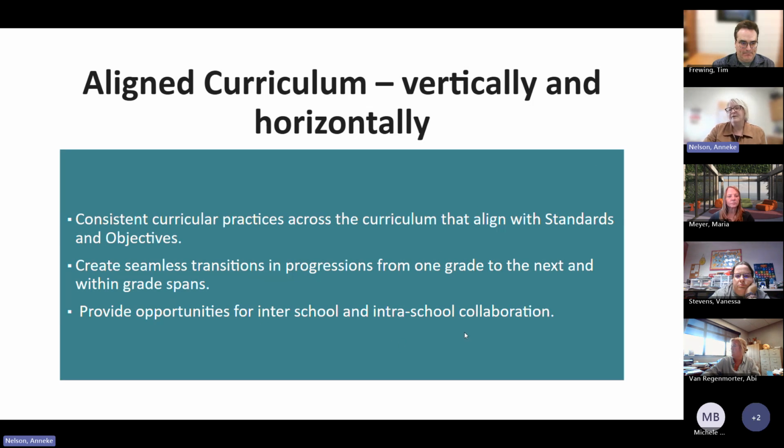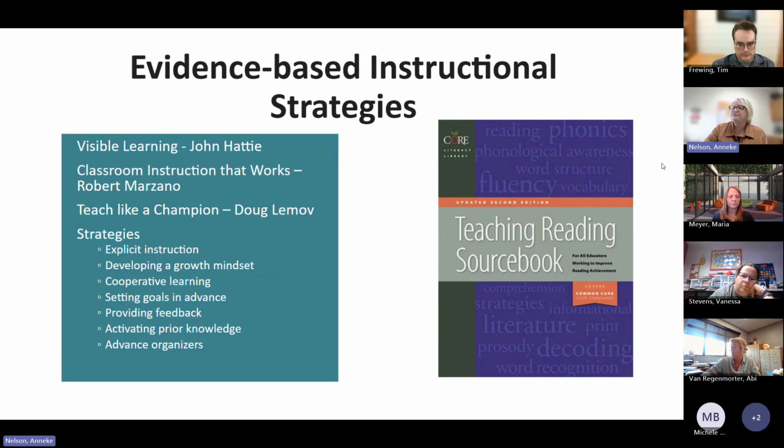To do that, we need to provide opportunities for collaboration, both within school and outside of school. So these are things we'd want to see within our curriculum and instruction. We'd also want to see some evidence-based instructional strategies. There are tons of different resources about them. Some of these are a little bit older, I'm not going to lie. This information is from a PowerPoint I gave more than a couple years ago, but sometimes oldies are still goodies.